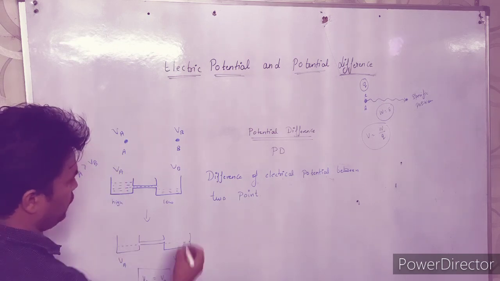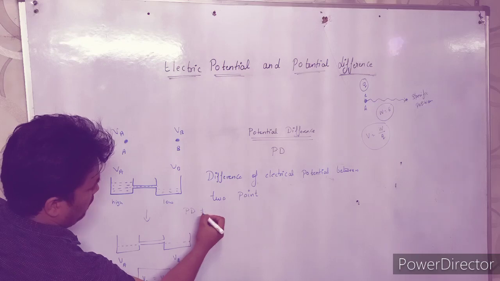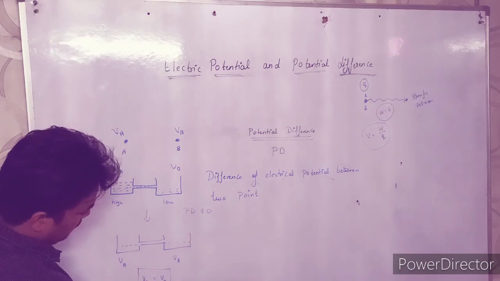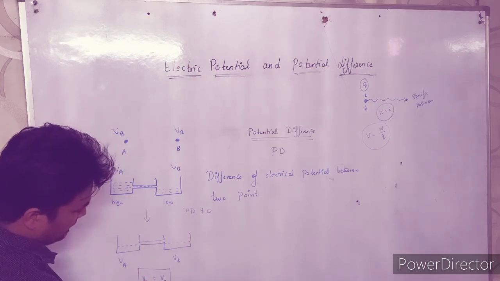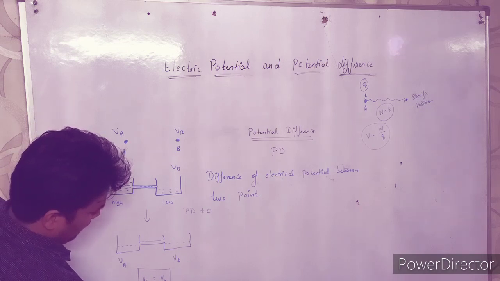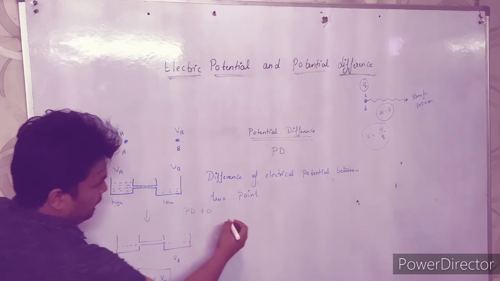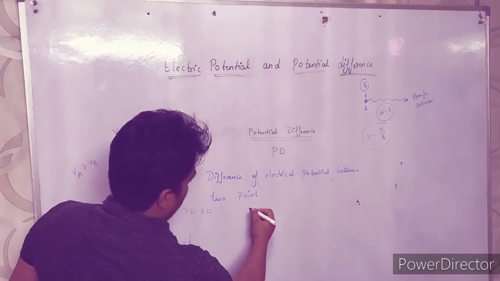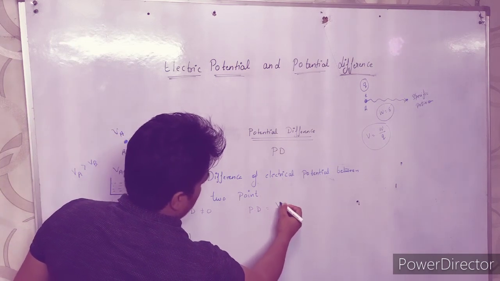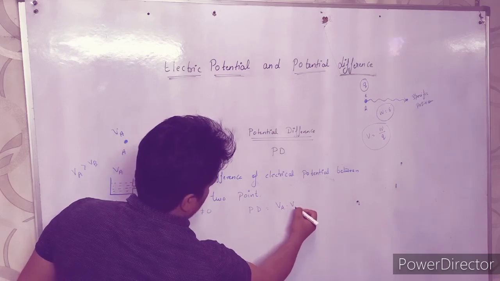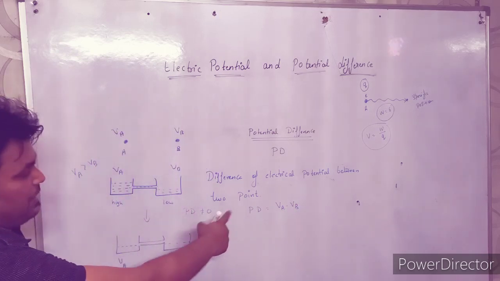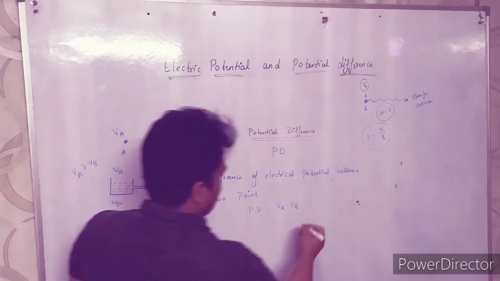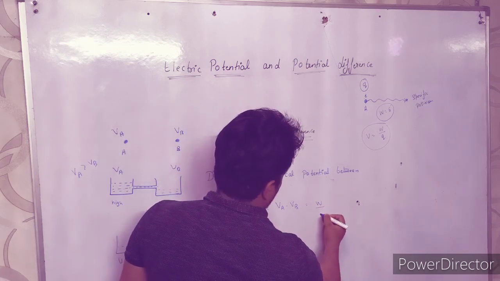In this case, potential difference is not equal to 0. When both potentials are equal, there is no difference, so the potential difference equals 0, because the potential of both is equal. So we can represent potential difference as VA minus VB. That is the potential difference. That is, again, W by Q.